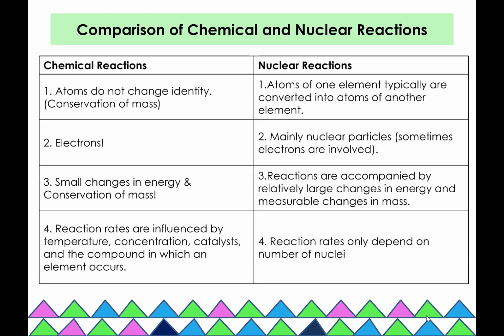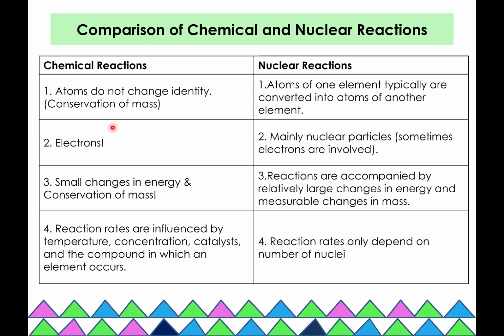So there's a nice table in your book that discusses the difference between chemical reactions and nuclear reactions, and I just simplified it a little bit to make it more succinct. One of the biggest pieces is the conservation of mass. In chemical reactions, if you start off with 4 carbon atoms, you're going to end up with 4 carbon atoms, specifically carbon-12. You'll end up with 4 carbon-12 atoms. In nuclear reactions, a change in identity often will take place.